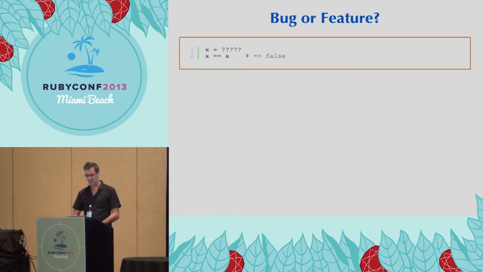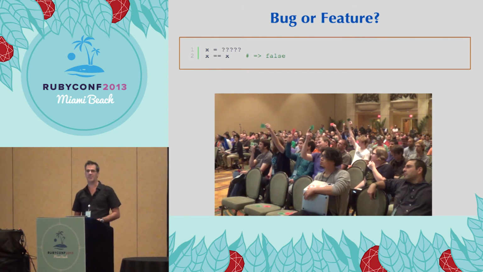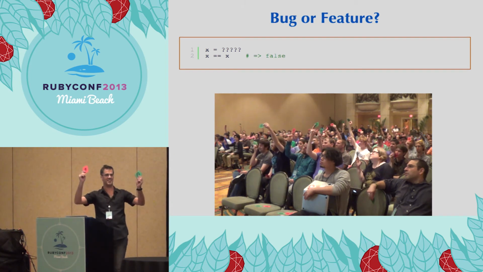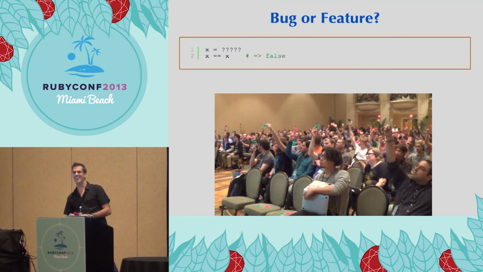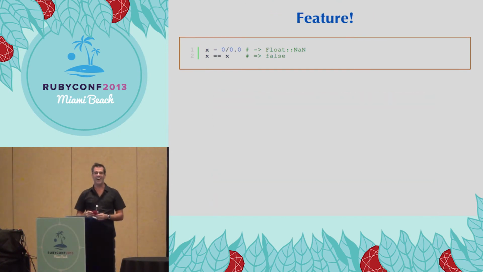All right, so x is equal to something, and x equal x returns false. Bugger feature. Oh, lots of red. It's actually a feature. So congratulations to the few green check marks, because actually not a number is, as far as I know, the only built-in object that is not equal to itself.